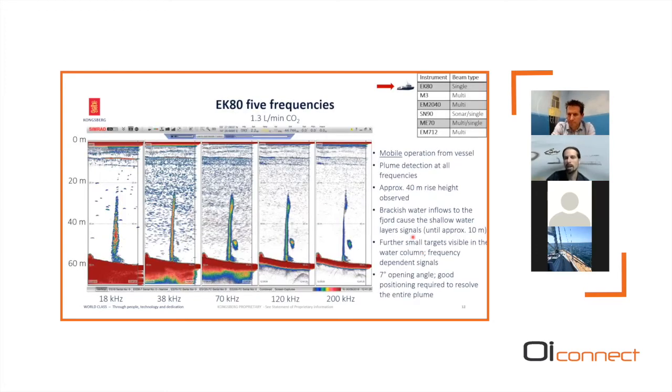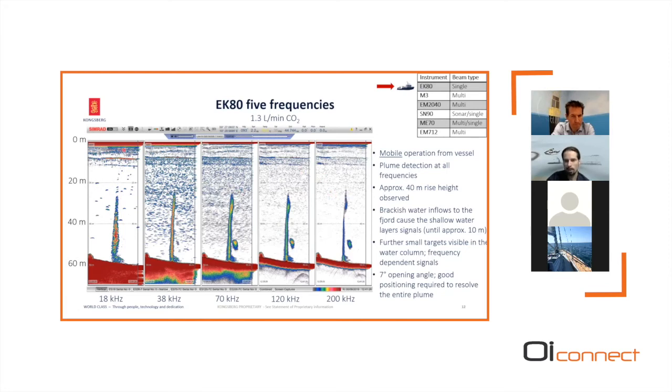So let's look at how the EK80 data looks from the vessel deployment. Here we see the surface of the water going down with depth, down to the 60 meters where the gas release is, and we see the signal from passing over the plume at various frequencies: 18, 38, 70, 120, and 200 kilohertz. We see that in all cases, a rising height of around 40 meters could be observed.